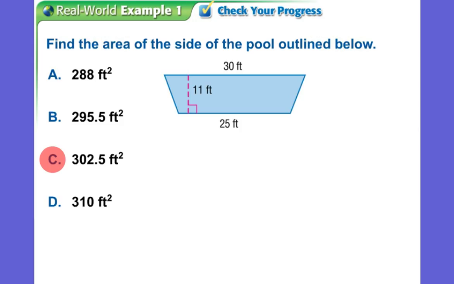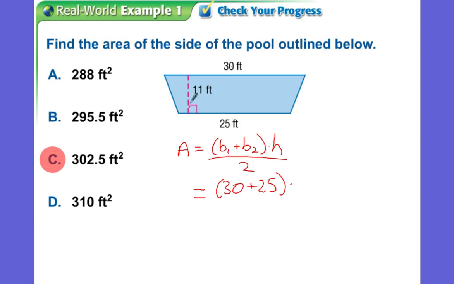So if we look at our formula and we write it out, base 1 plus base 2 times the height, all divided by 2. You'll see with this, it's pretty simple because they give you everything that you need. Here are your bases, base 1 and base 2, so we add those together, just filling that in there. So 30 plus 25 times your height, which they give you is 11, all divided by 2.